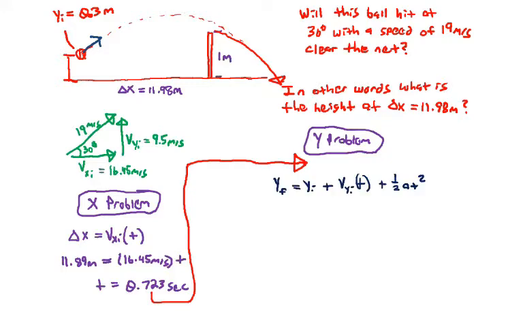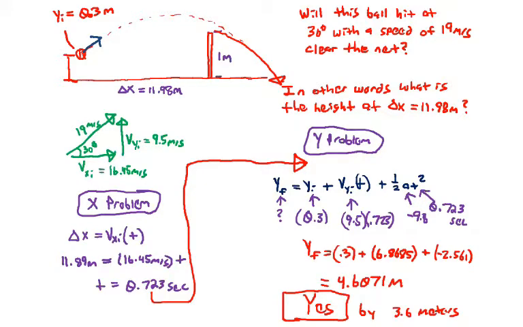So with that, we can bring that into the y and figure out how high it will be at that spot. We know the initial y height is 0.3, and then the final height is what we're looking for. And we know the initial y velocity is 9.5, and we have the time, and so it'll turn out to be plenty high. The final height at that time period would be 4.607 meters, and so it's going to clear it by 3.6 meters. Not a problem.